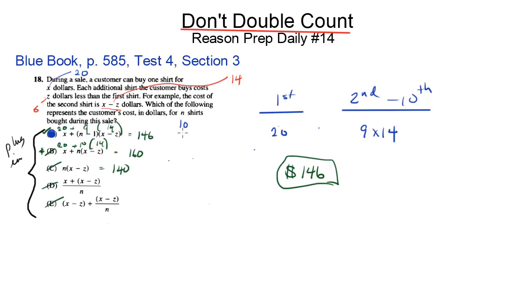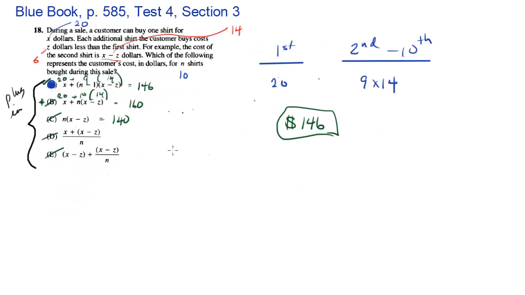What do I mean by that? Well, let's do this abstractly. What's the total cost going to be for a customer who buys N shirts? Well, the cost for the first shirt is X. That's been determined from the problem. Now, for every shirt after the first, it's going to cost X minus Z dollars. So you don't do choice B, which is this, because N incorporates all of the shirts, including the first shirt.